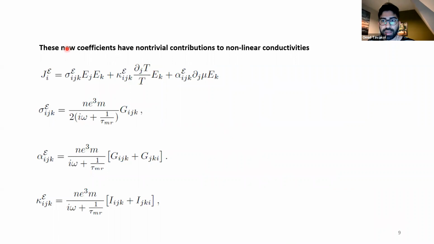Now it's useful to see how these coefficients can contribute to conductivities. At first, I should mention that there is no contribution to linear conductivity, but in the non-linear regime, we can see some novel contributions. And these are the contributions coming from the artificial magnetic field, which we are interested in. This one is, I think, the electric conductivity, and the other conductivities in the non-linear regime.